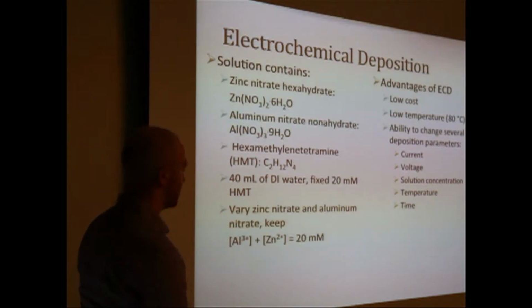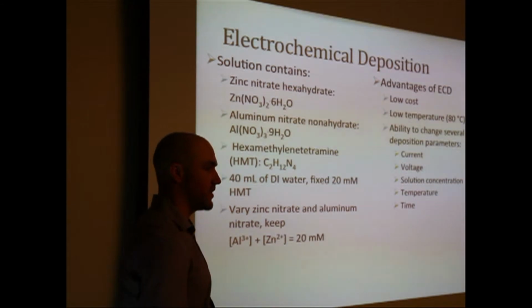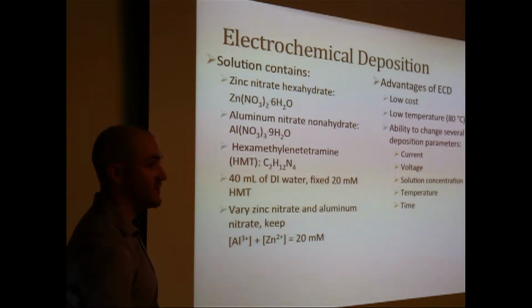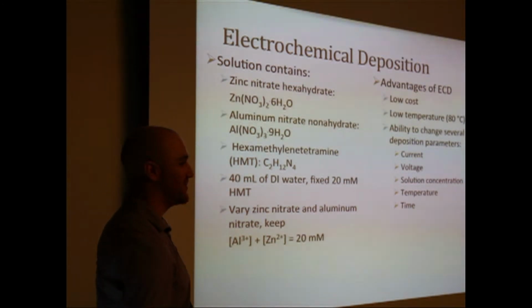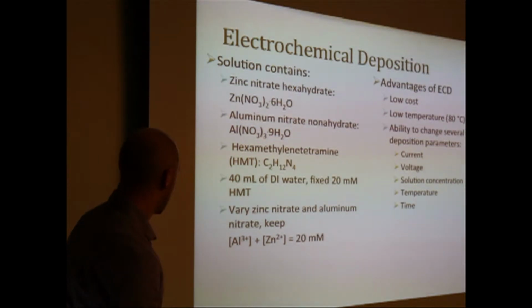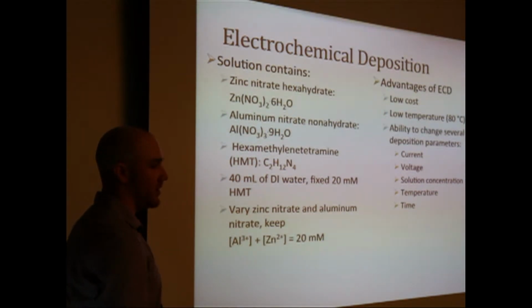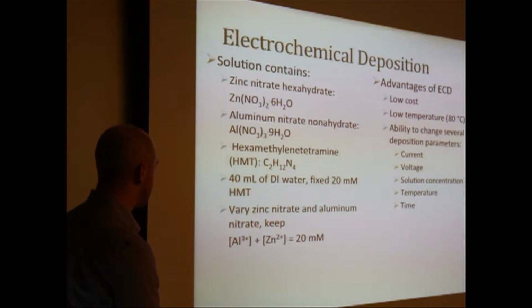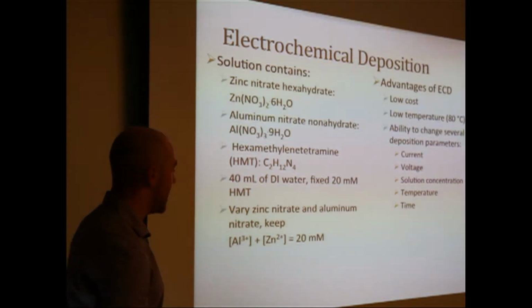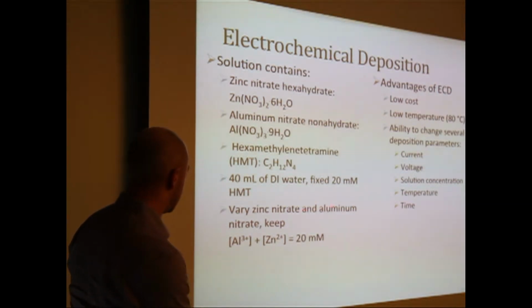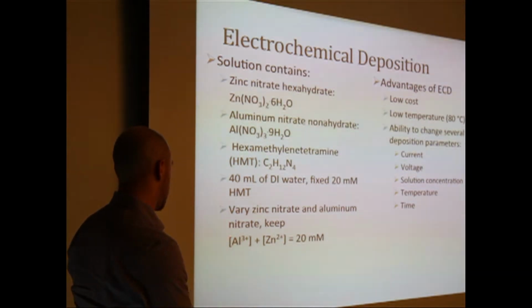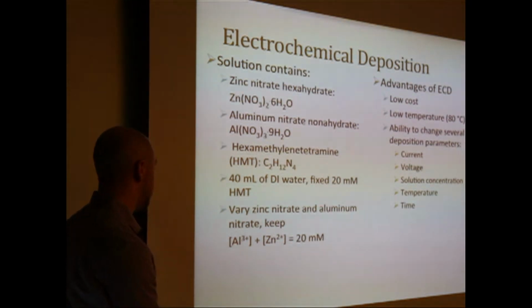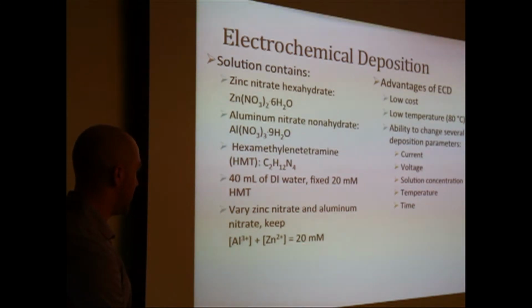So for the electrochemical deposition, the solution contains zinc nitrate, aluminum nitrate, hexamethylenetetramine, which I'll call HMT for obvious reasons, and 40 milliliters of DI water. We fix the HMT concentration at 20 millimolar, and we vary the zinc nitrate and the aluminum nitrate in the solution. But overall, this total solution of aluminum and zinc is held constant at 20 millimolar, the same as the HMT.